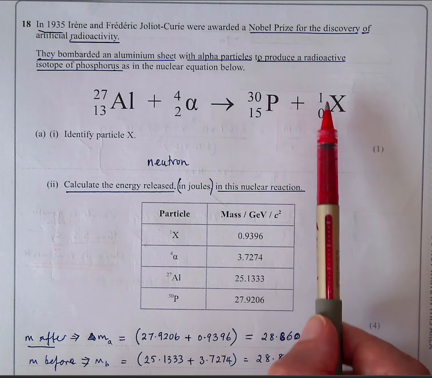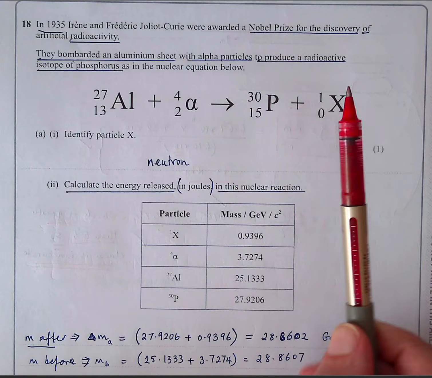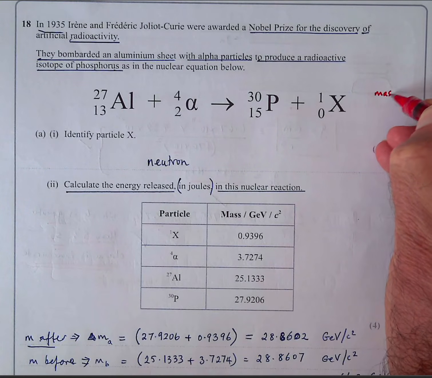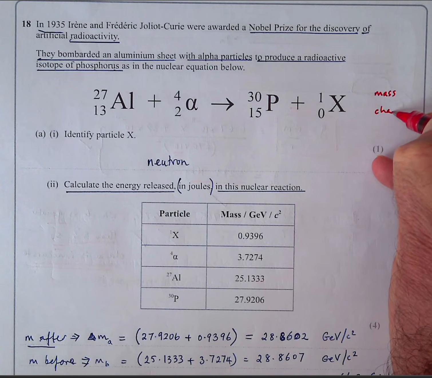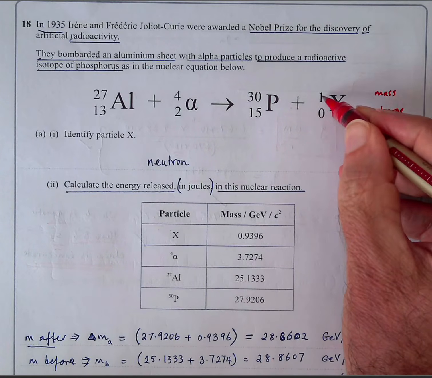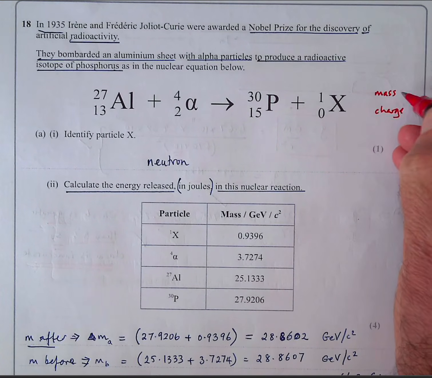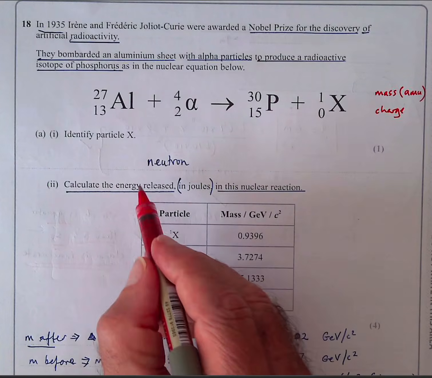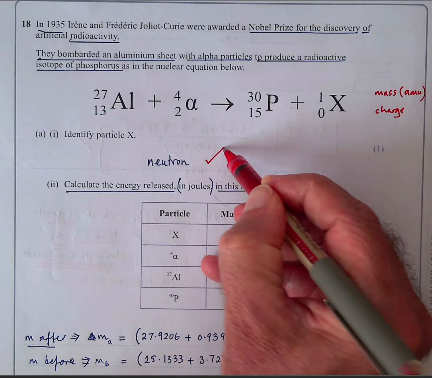Well, if it's got a mass of 1 and it's neutral, so remember the top numbers are mass and the bottom numbers are charge. So this particle has no charge and a mass in atomic mass units. So it's basically the mass to one integer. So identified as a neutron, 1 mark.